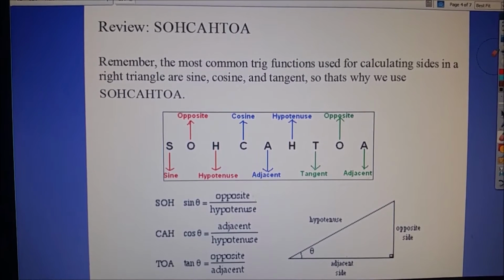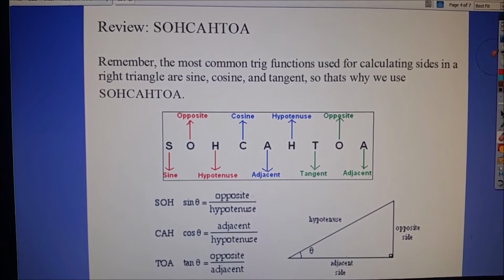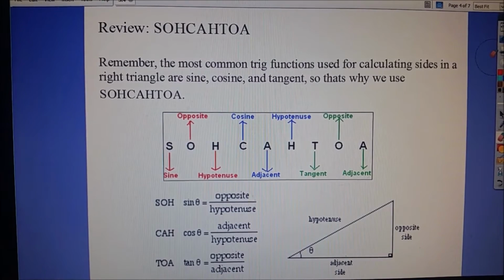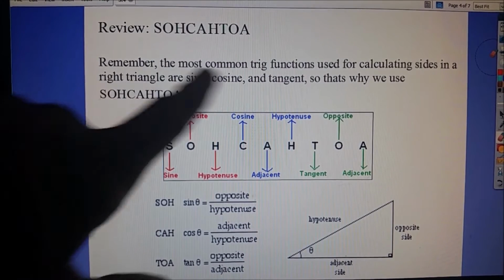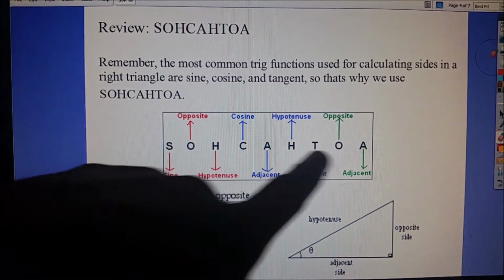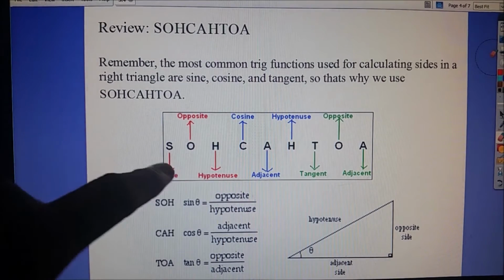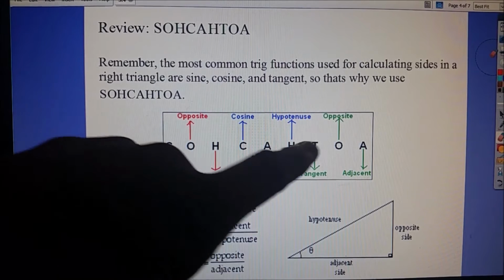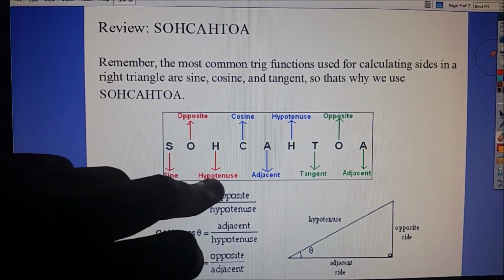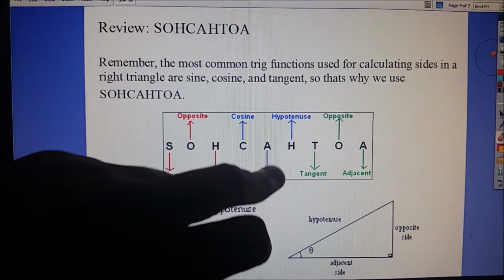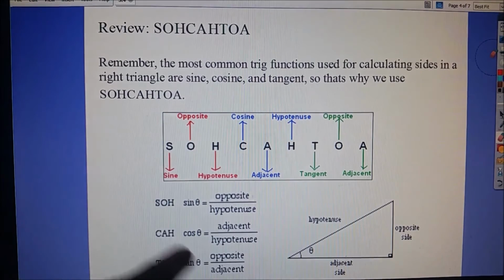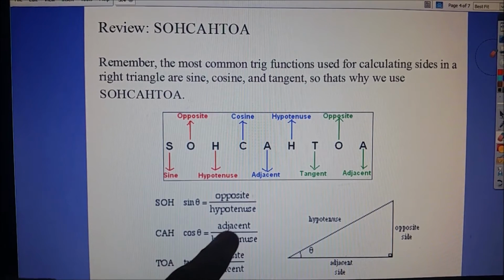Okay, so let's review SOHCAHTOA, which gives us our fractions that we need in order to solve for our variables. So right here, I want you to go ahead, put your letters down, and then identify each letter. So you got your sine, you got your cosine, you got your tangent, and then you got opposite over hypotenuse, adjacent over hypotenuse, opposite over adjacent, and your fractions are right here.